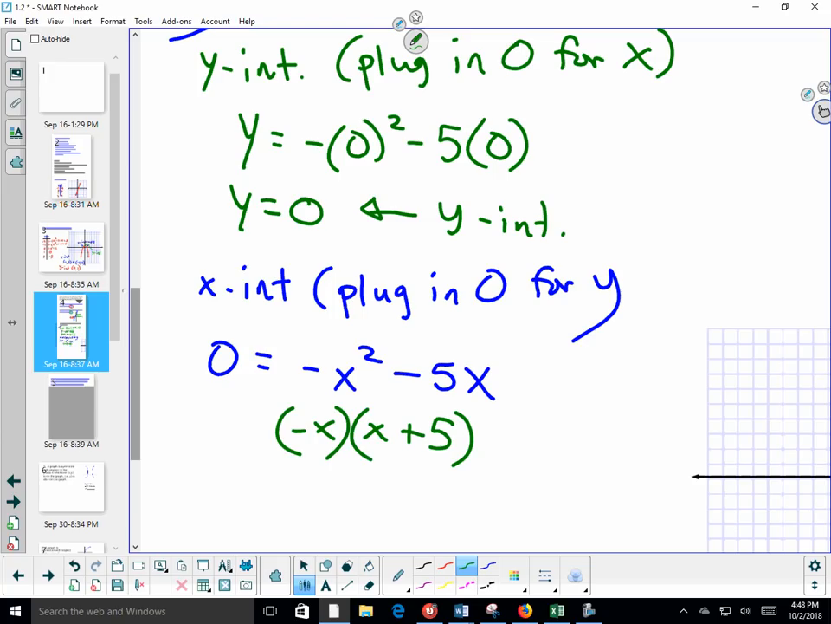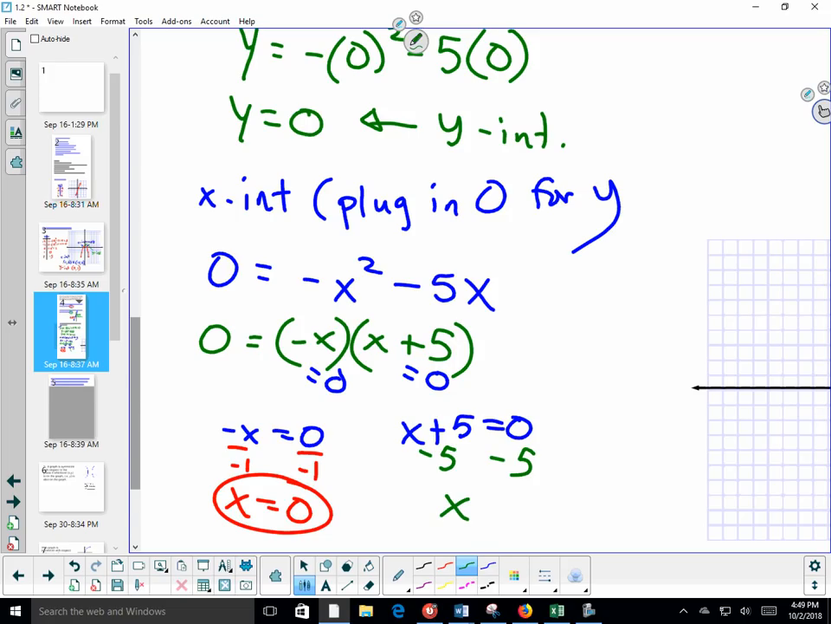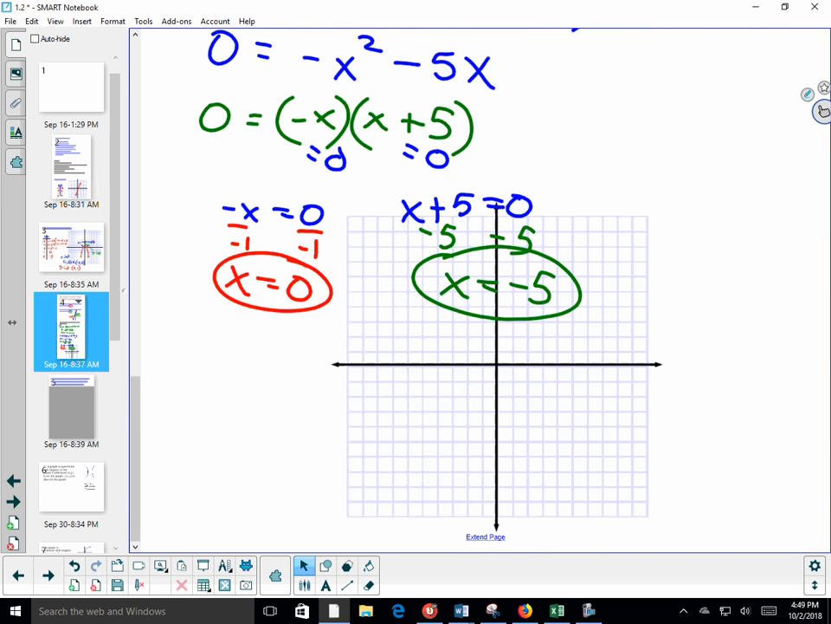So remember, I have negative x as one factor and x plus 5 as the other factor. So I just need to set each of these factors equal to 0. I get negative x equals 0. I can divide both sides by negative 1, and I still get x equals 0 as one x-intercept. And then if I set x plus 5 equal to 0 and solve, I would get x equals negative 5 as my other x-intercept.